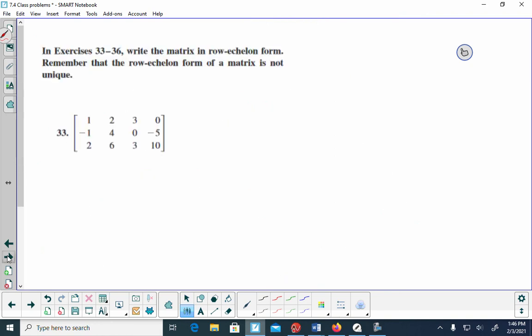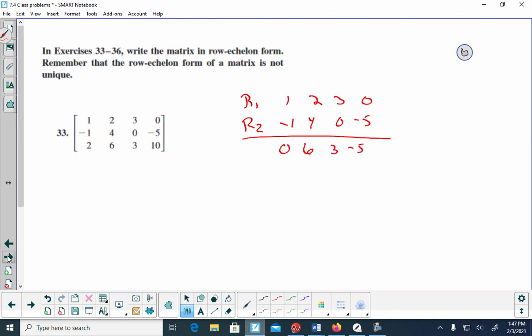Number 33, write the matrix in row echelon form. Remember that row echelon form is unique. So I'm going to follow that pattern that we learned for matrices. I'm going to do row 1 and row 2 to eliminate the X, then row 1 and row 3 to eliminate the X, showing all my steps. So I'm just going to add row 1. And if I add it to row 2, since they're already opposites, that's going to eliminate the X.